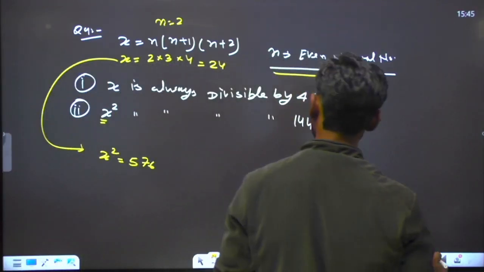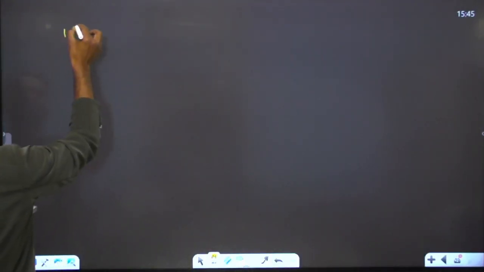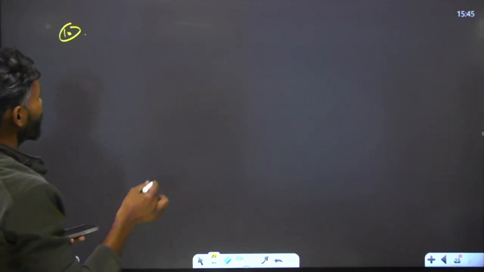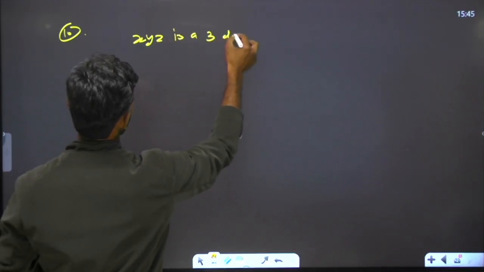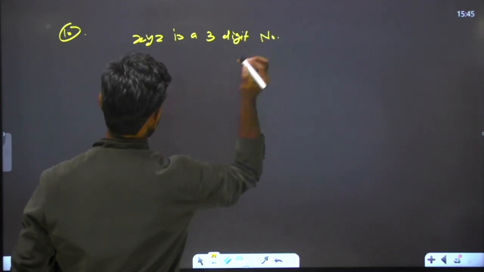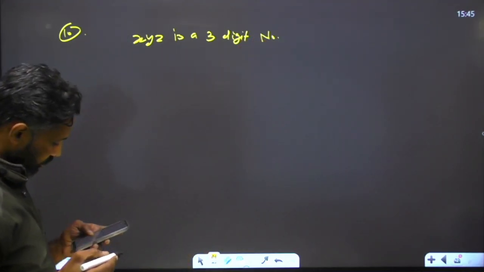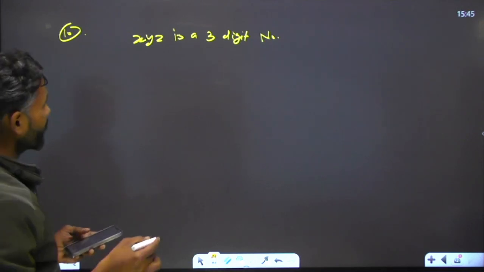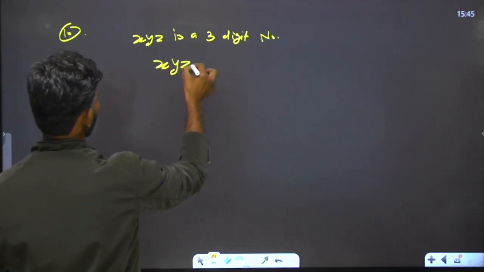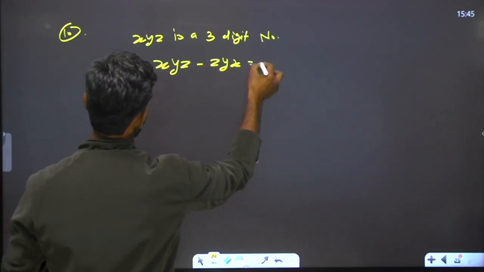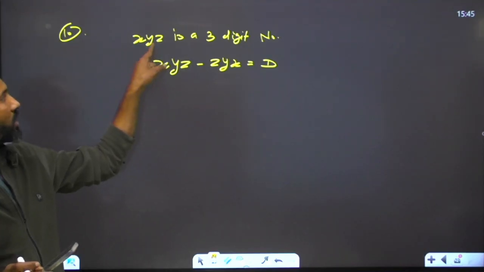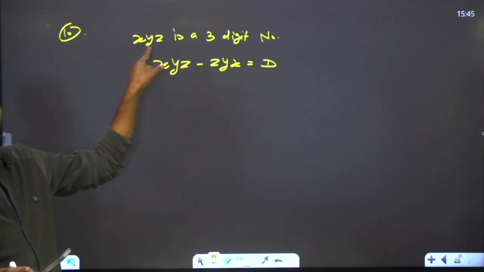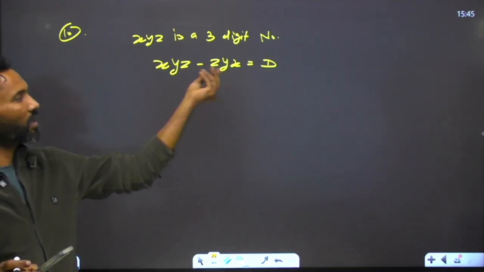There is one more very interesting kind of question. The question says that xyz is a 3-digit number, and it says that xyz minus zyx equals d. What does it mean? XYZ is a 3-digit number, so Z is the unit place digit, Y is the tens place digit, X is the hundreds place digit. Now there is another number, zyx.